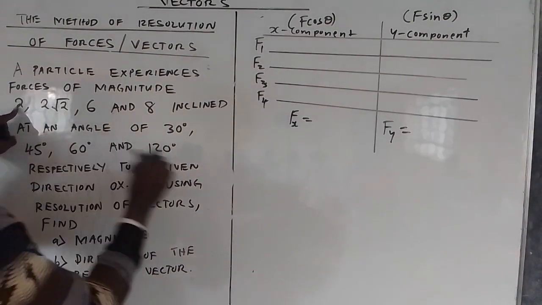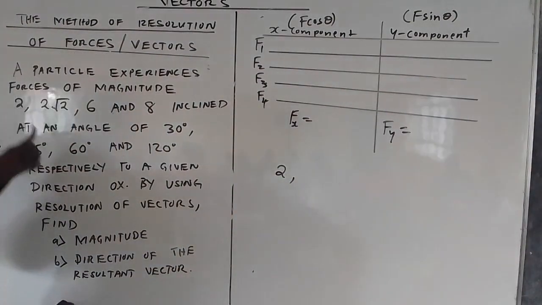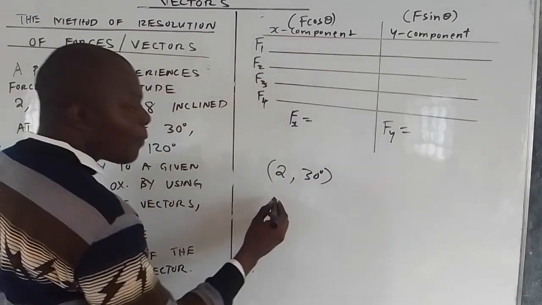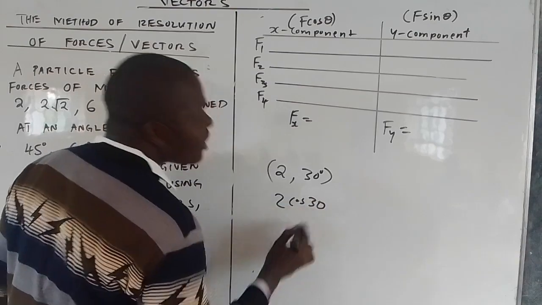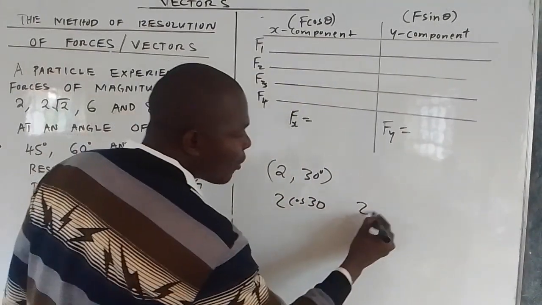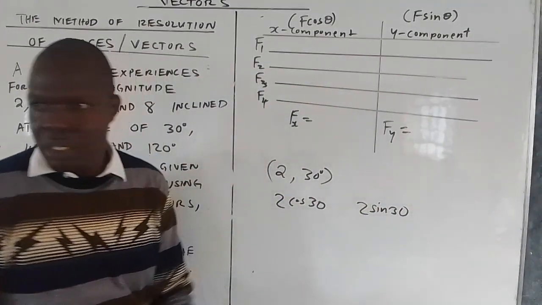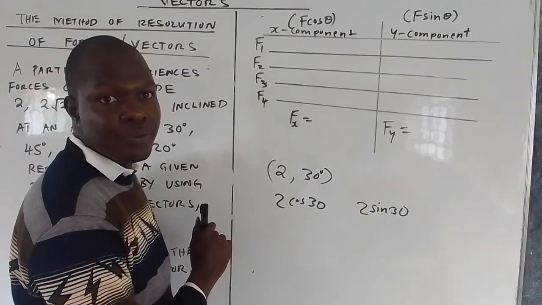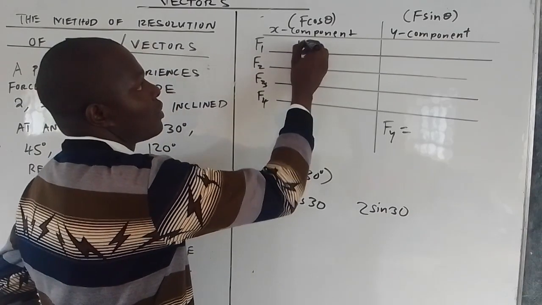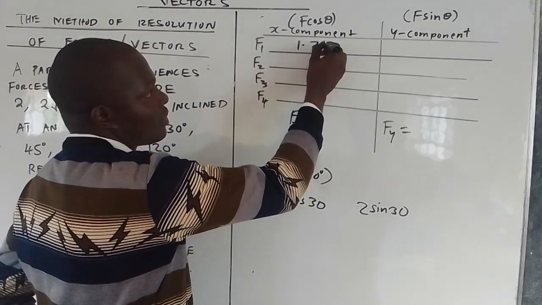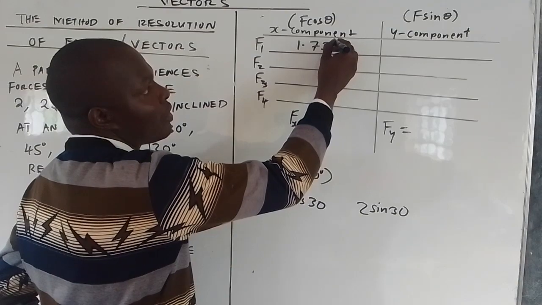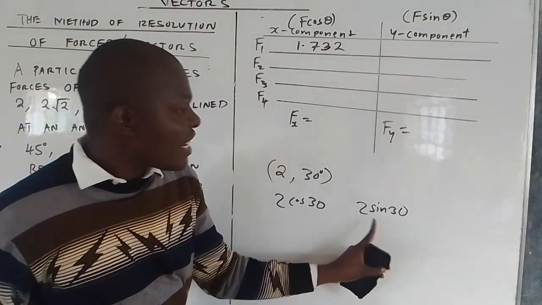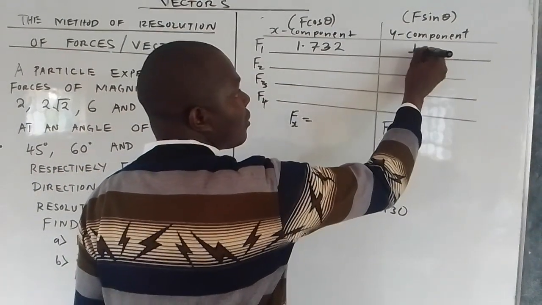The first force is 2 acting in what direction? 30 degrees. So it means the X component will be 2 cos 30. What do you get? The Y component will be 2 sin 30, isn't it? So if you press 2 cos 30, what will you have? 1.732. Then the Y component, 2 sin 30, you get 1.